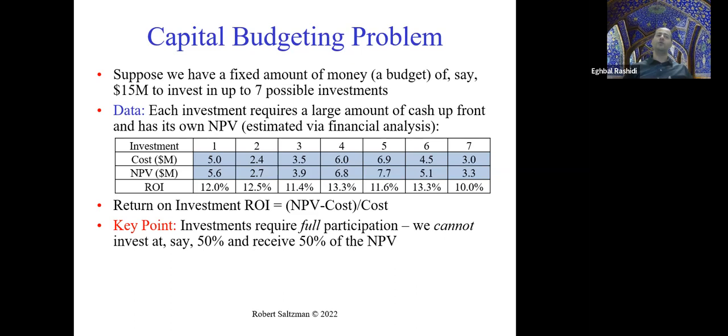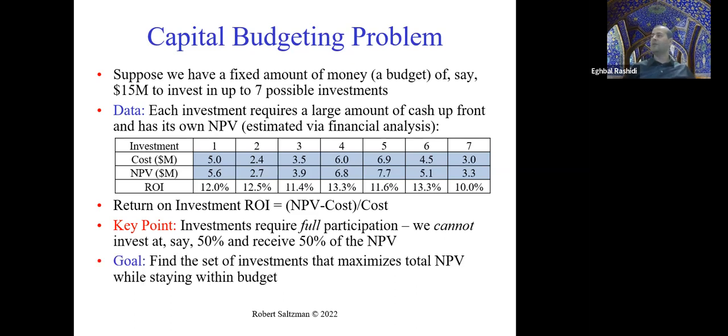For example, you're either going to spend $5 million and invest in investment 1, or you don't. So you cannot, for example, spend $2.5 million and invest 50% in investment 1. So it's a binary kind of issue. You either do or you don't.